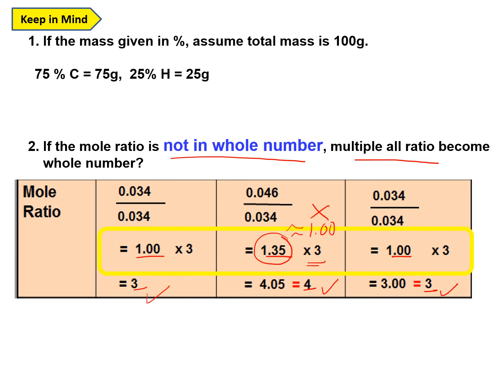So let's say I get the answer 1.5. You can't round it near to 1.0. That is a wrong answer. So what you can do is multiply by 2, so you will get 3.0. Once you multiply by 2, all the elements must be multiplied by 2. So this is a key point to keep in mind for this subtopic. Thank you.